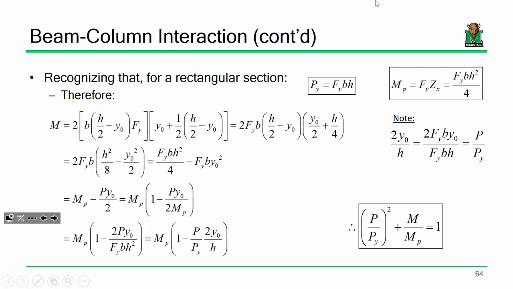If I make some simplifying assumptions, what is the plastic moment capacity? It's Fy times Zx. And Zx for a rectangle, you can do the math, it's Bh squared over 4. Okay? That's the plastic moment capacity. The plastic axial capacity, or the yield load, is just Fy times area. Okay? Sound good?